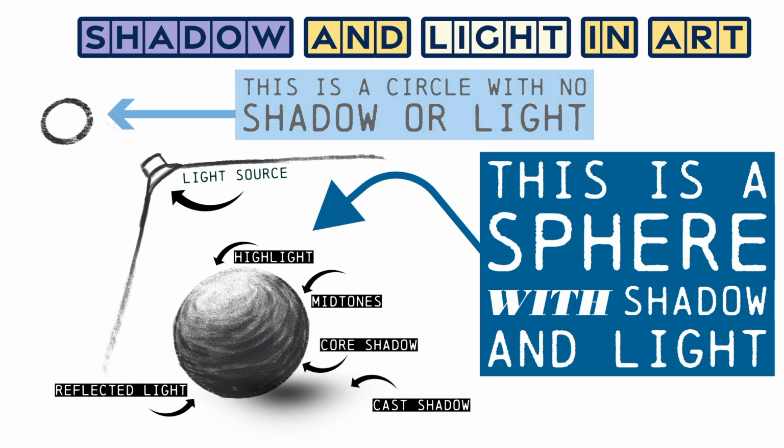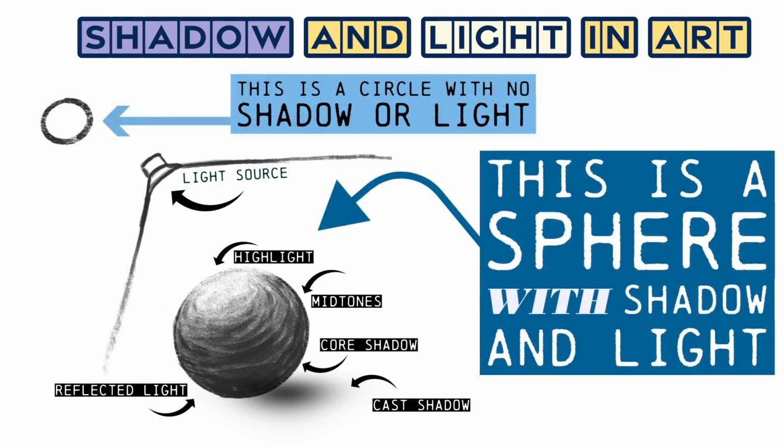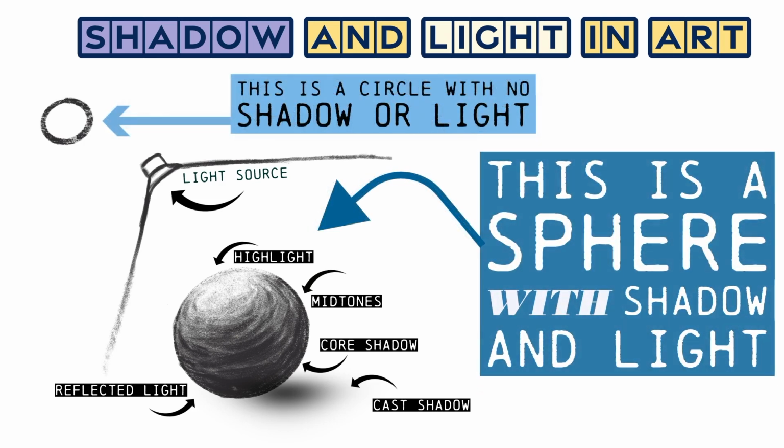This is a flat circle with no shading or highlights. This is a sphere with shadow and highlights. Notice the light source. Directly below it is the highlight on the sphere. The next shades are the midtones, then the reflected light. The core shadows are darkest, and the cast shadows are last.